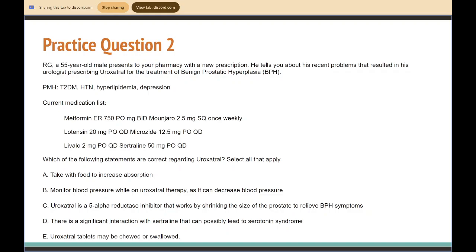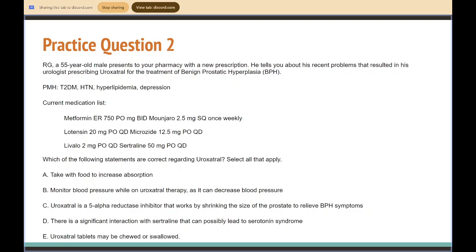Current medication list is going to be metformin, extended release 750 mg PO BID, Mounjaro 2.5 mg sub-Q once weekly, Lotensin 20 mg PO QD, and Microzide 12.5 mg PO QD, Lovalo 2 mg PO QD, and sertraline 50 mg PO QD. Which of the following statements are correct regarding uroxetrol? Select all that apply. Remember, one can be correct, all can be correct, and anything in between.